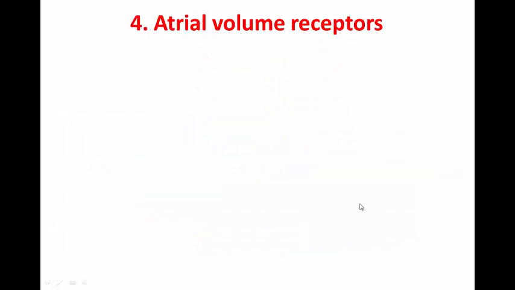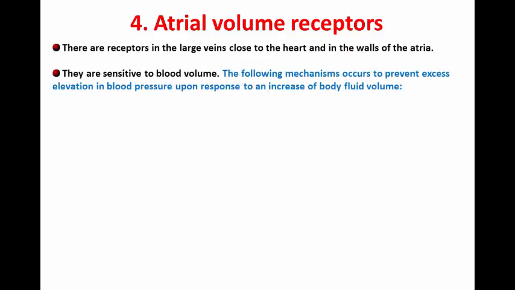Now let's describe the fourth neural short-term regulatory mechanism of arterial blood pressure. This is the atrial volume receptor reflex, initiated by the atrial volume receptors. These are receptors located in the large veins close to the heart and also in the walls of the atria. They are sensitive to blood volume, thus the following mechanisms would occur to prevent excess elevation in the arterial blood pressure upon response to an increase of body fluid volume.